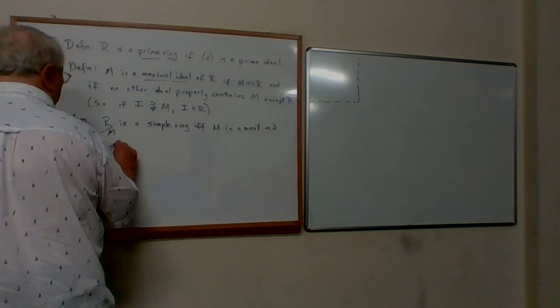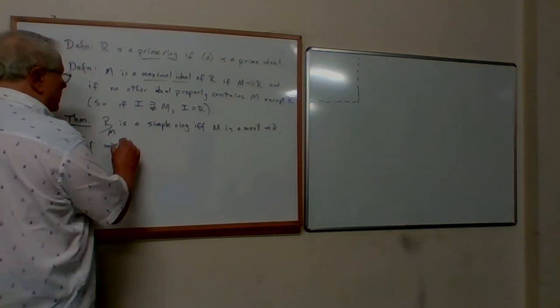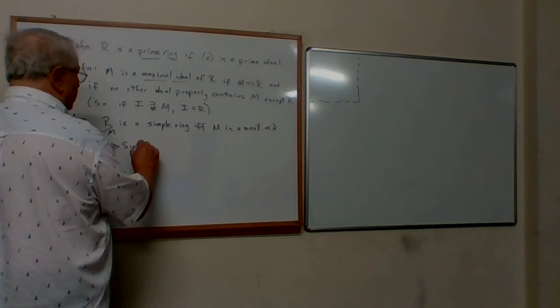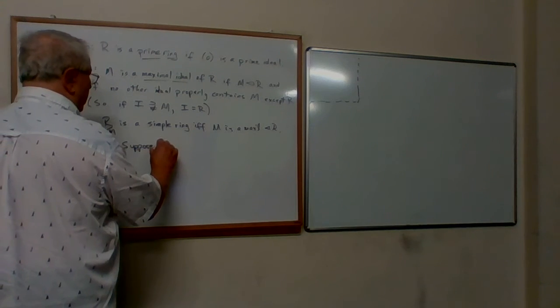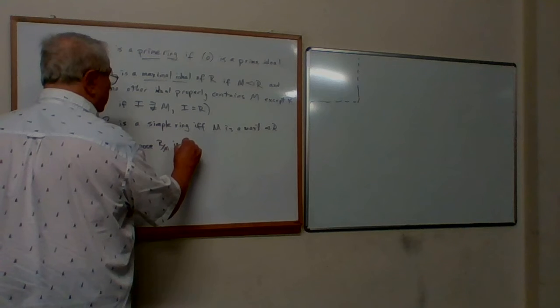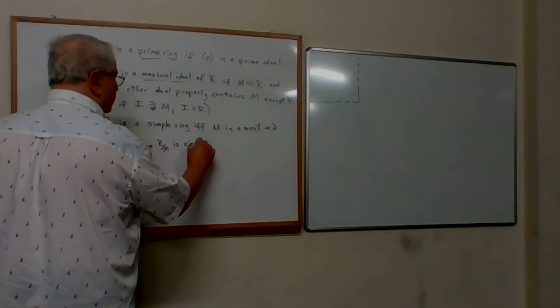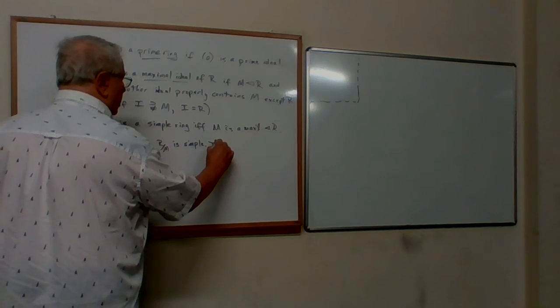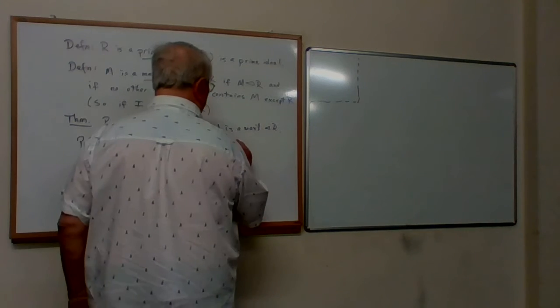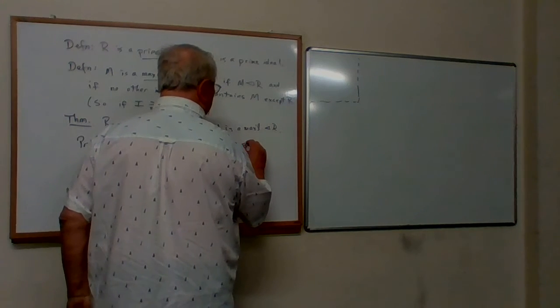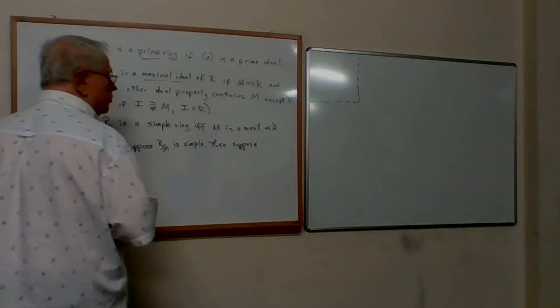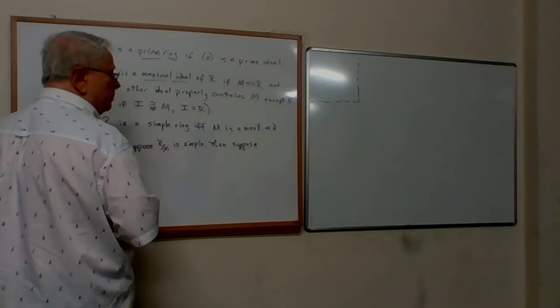There are two things to prove. Let's go this way. Suppose R mod M is simple. Then suppose, so we're going to do this by contradiction, suppose M is not a maximal ideal.